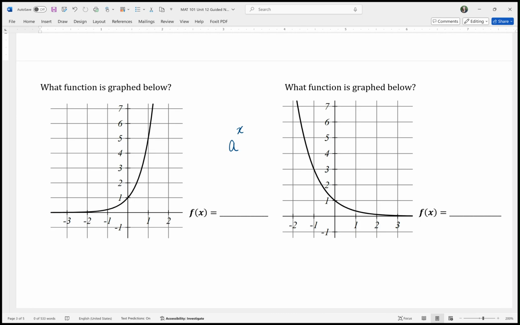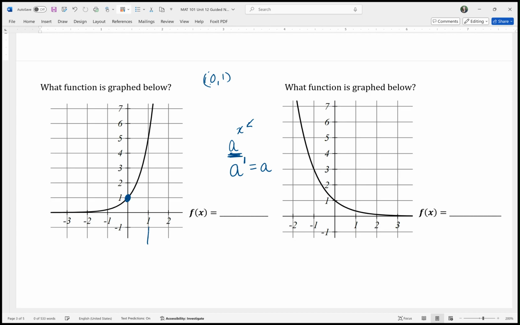How do we figure this out? Well, let's first check. If this is exponential, it goes through the point 0, 1. So does this first one go through the point 0, 1? It does. Now, how do I figure out the base to this? Again, remember, if I have a to the first power, that gives me a. So if I plug in x equals 1, what I get out, that y value, is going to give you the base. How do you do that on the actual graph?